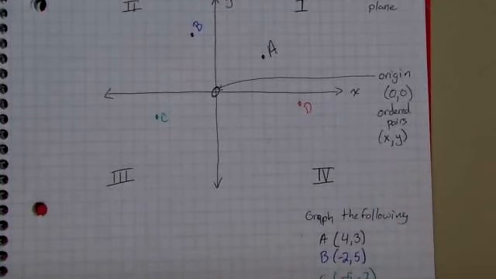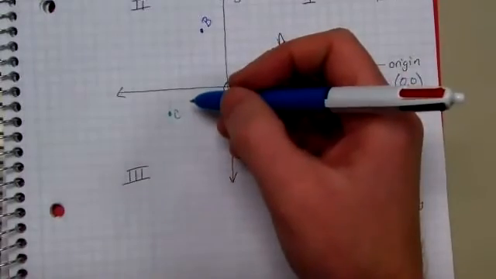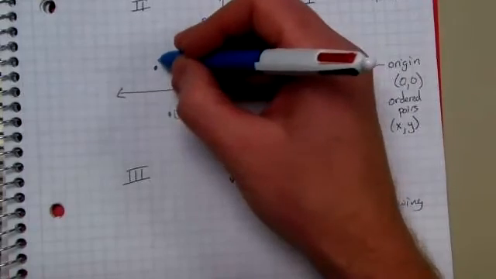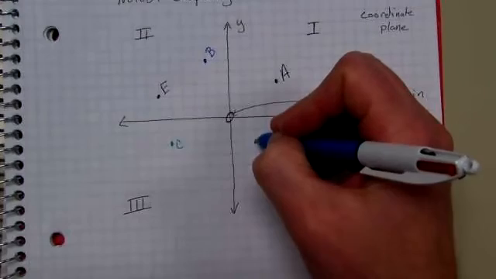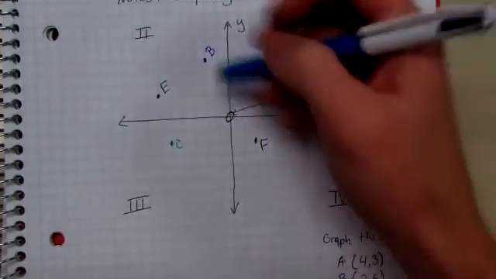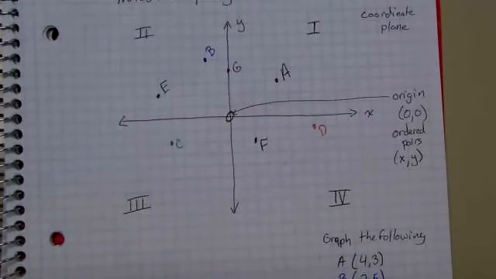All right. Now, we can also do things in reverse. So if I gave you the following points, so let's say I plotted a point right here, and we're going to call this point E. All right. And then we got a point right here, and we're going to call this point F. And then I got a tricky point right here, and we're going to call this point G. So I have these 3 points here. Well, I want to know what are the ordered pairs of those points.